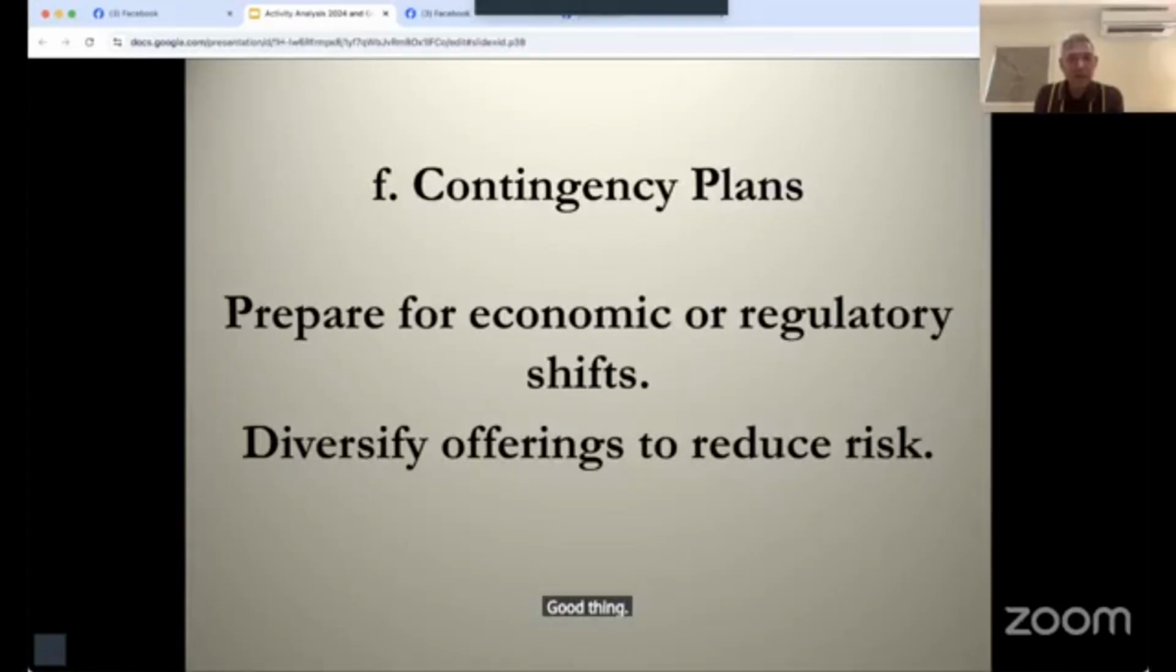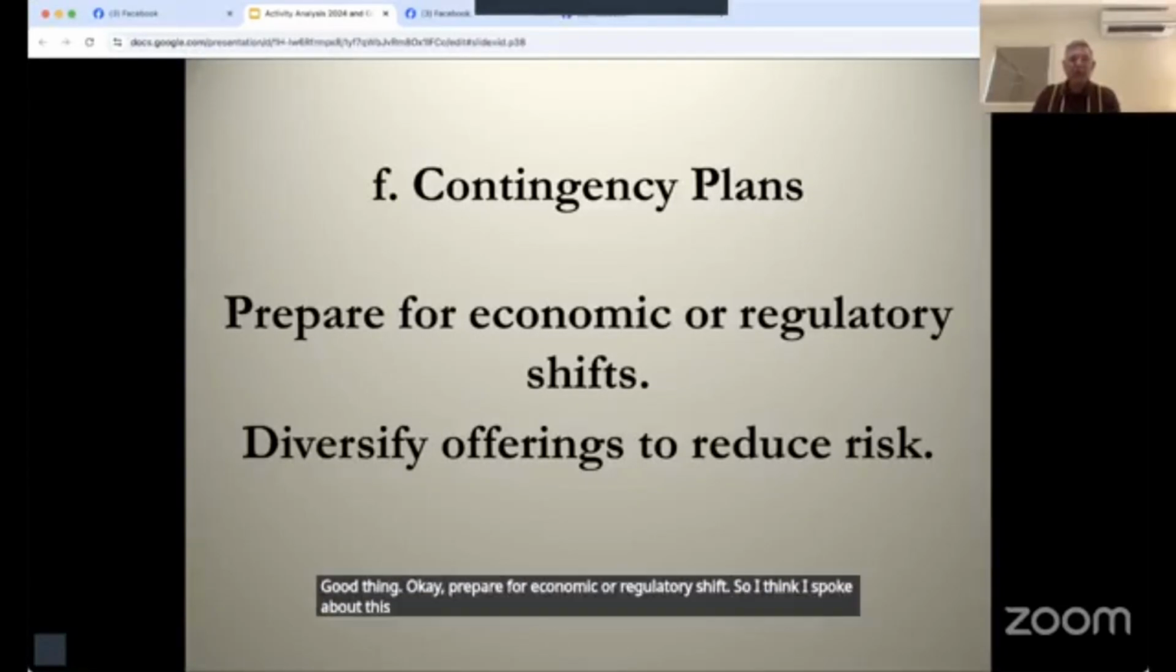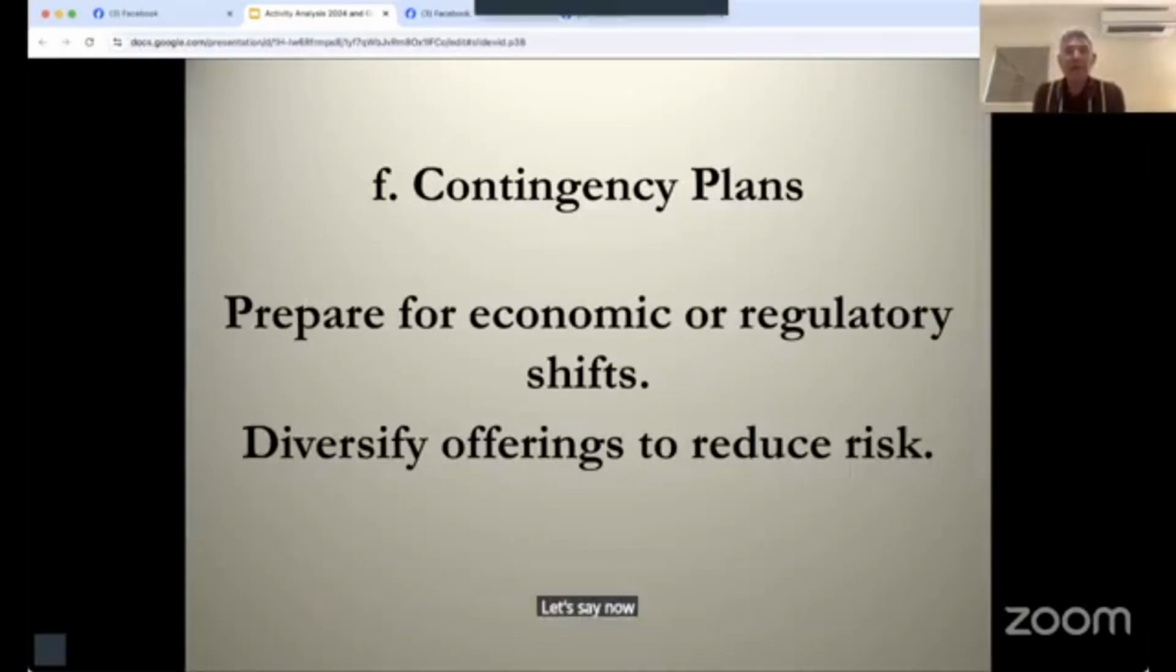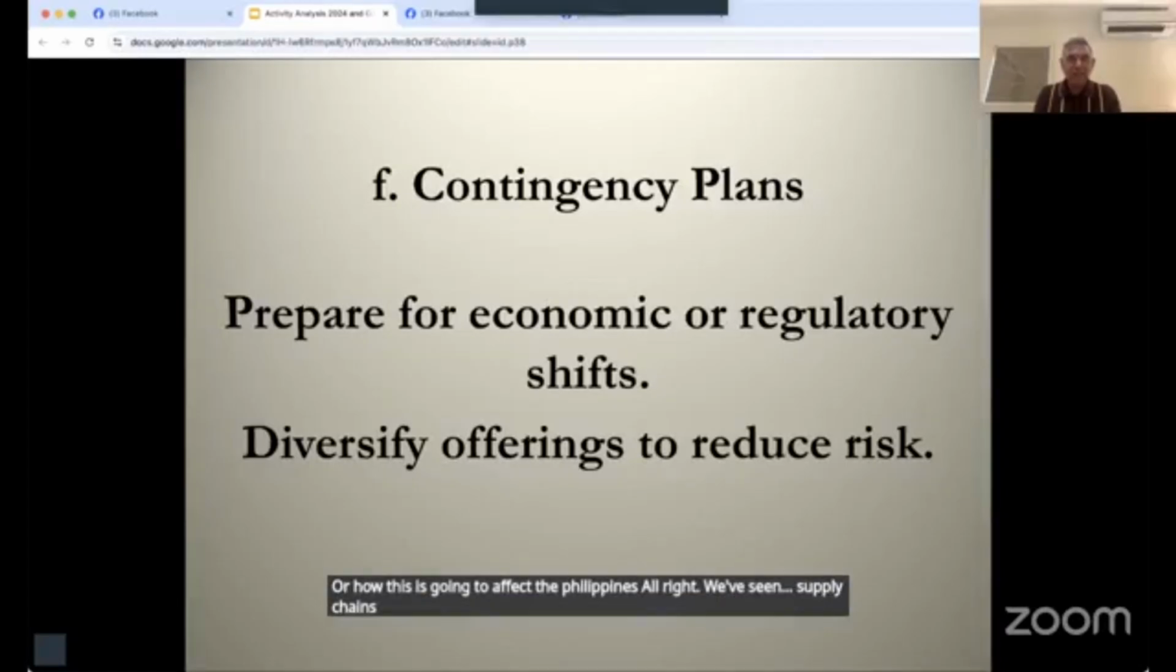Okay, prepare for economic or regulatory shift. So I think I spoke about this earlier. Let's say now with Trump coming in, we are not that sure yet how this is going to affect the Philippines. All right. We've seen supply chains affected during the pandemic.